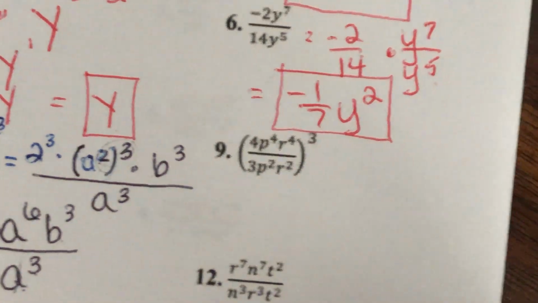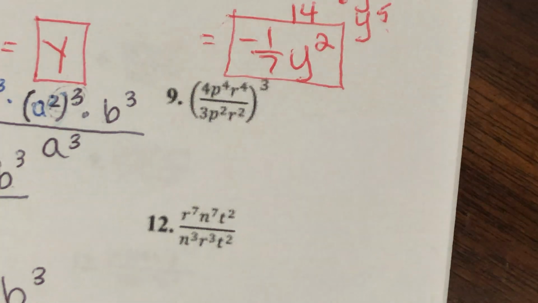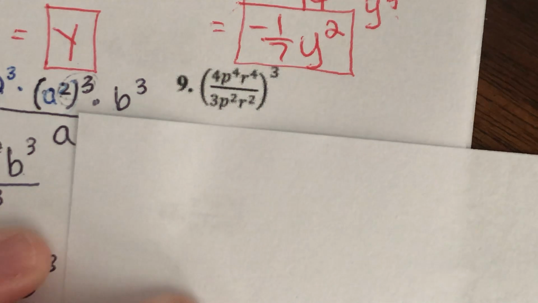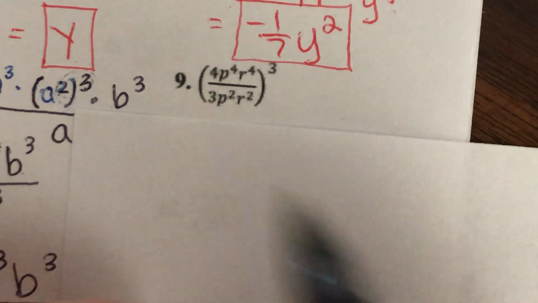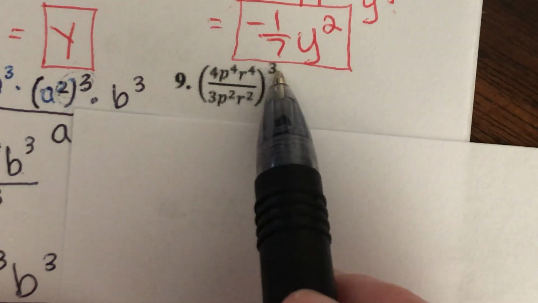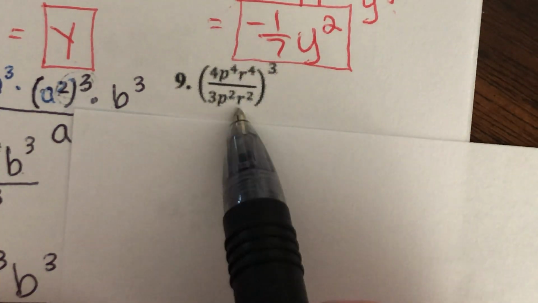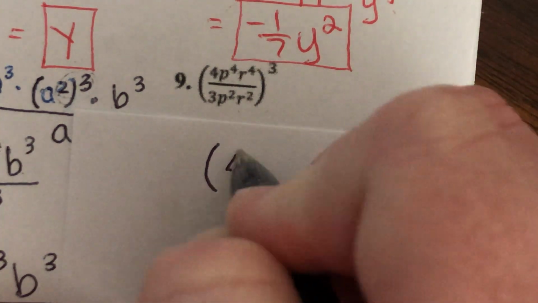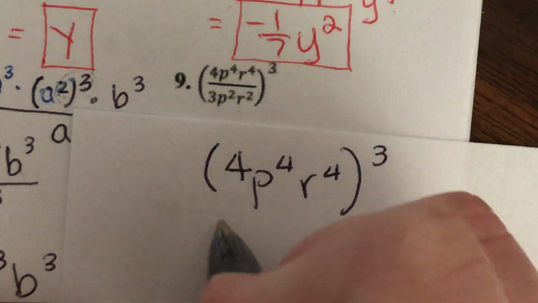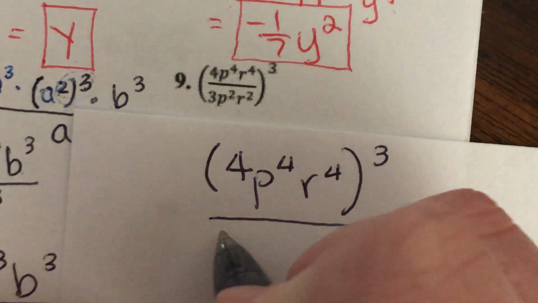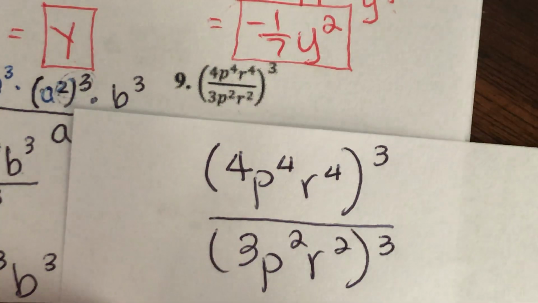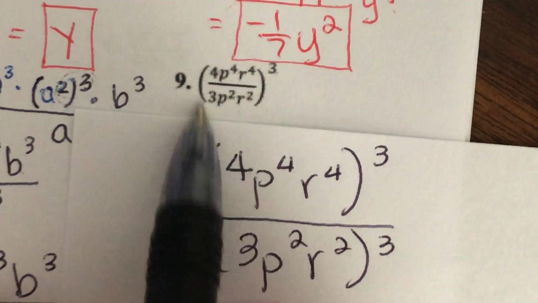All right, number 9. Man, I'm running out of room. Let me try to do it on here. Plus, it's really tiny, so it's hard to read. Okay, so I have 4p to the fourth, r to the fourth, raised to the third power. So first thing I'm going to do is distribute this 3 to everything on top and to everything on bottom. So I'm going to have 4p to the fourth, r to the fourth, all to the third, over 3p squared r squared to the third. So I distributed this 3 to the top and to the bottom here.